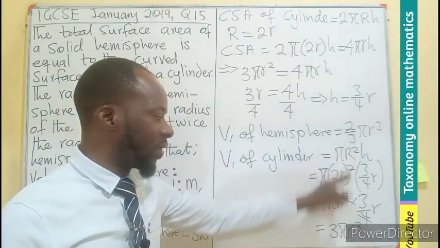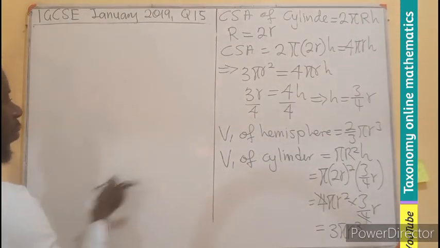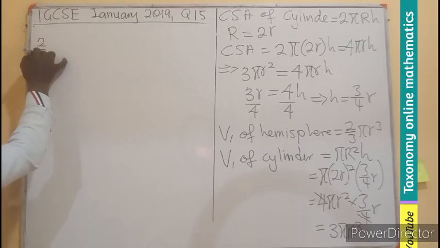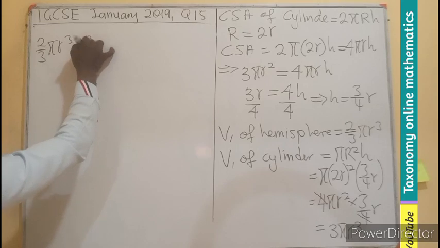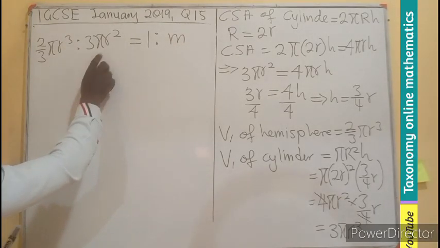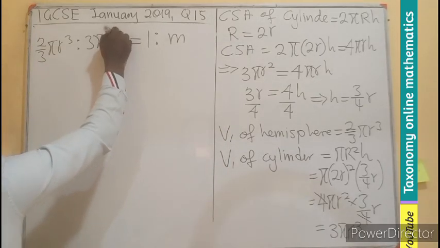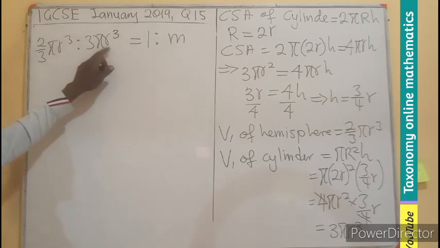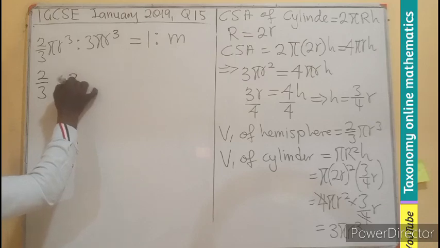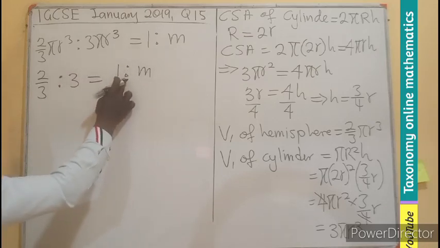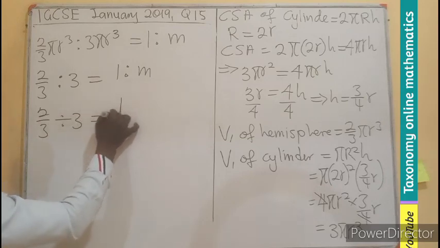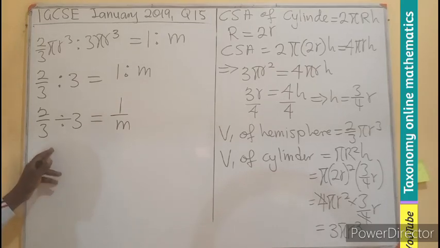Now we are going to equate these in the form of a ratio. We are saying the volume of a hemisphere is to the volume of the cylinder. So we have 2 on 3 pi r cubed is to 3 pi r cubed equals 1 is to m. Since it's a ratio, pi r cubed will cancel when they divide, leaving 2 on 3 is to 3 equals 1 is to m. This ratio can be converted into a fraction, meaning 2 on 3 divided by 3 equals 1 divided by m.